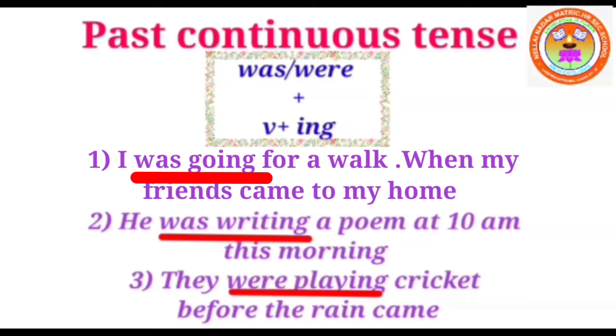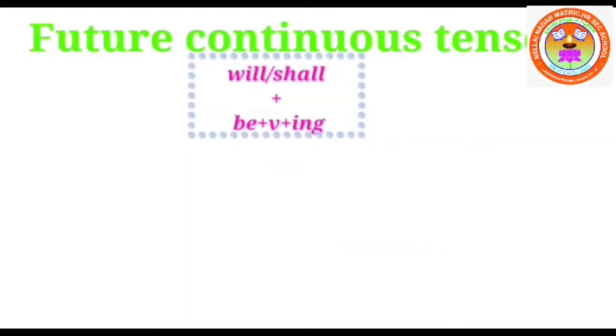And the third one is they were playing cricket before the rain came. So look at the verb again, were playing. Were denotes the past, playing denotes the continuous, so past continuous. Then the next tense is future continuous tense. The usage of the future continuous tense is to indicate what will be going on at some time in the future, or to indicate planned future events. That is called simple future continuous.